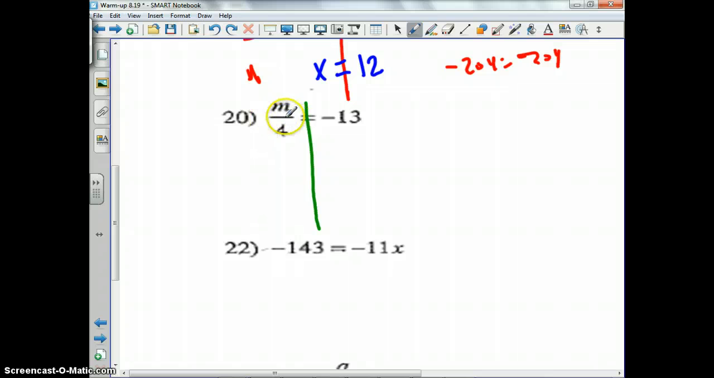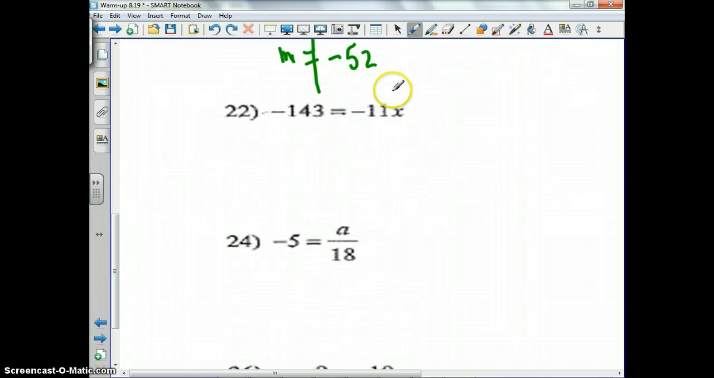So notice it says divided by 4 on the M side. Well, the inverse of division is multiplication. So I'm going to put my two multiplication symbols. And since we divided by 4, now we're going to multiply by 4. M equals negative 13 times 4 is negative 52. And then we're done with that one. Let's keep going.